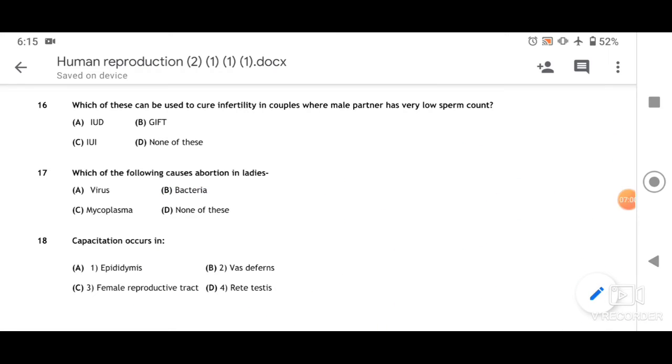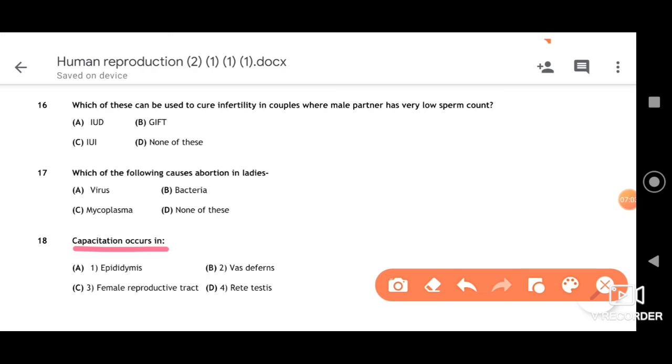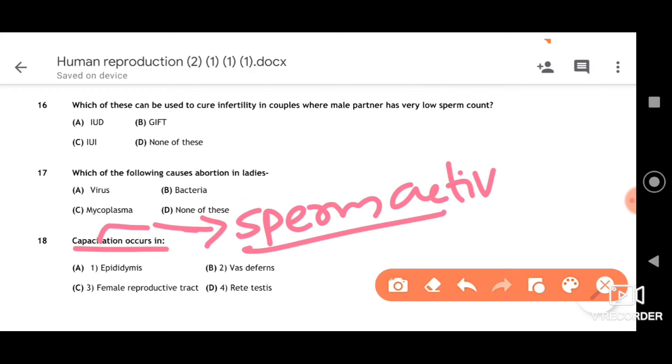Then, friends, question number 18: capacitation occurs in. Let me first tell you what we mean by capacitation. It is a process of sperm activation by which the sperm develops the ability to fertilize the ovum. That is what we call capacitation, my dear friends, and it generally occurs in the female reproductive tract. So among the given options, we have to go for option C. That will be our right answer.